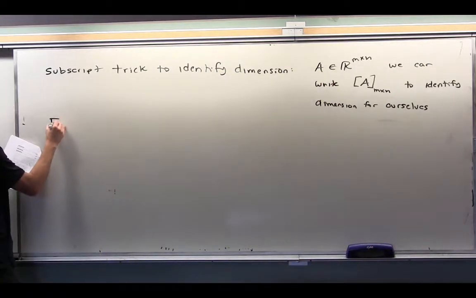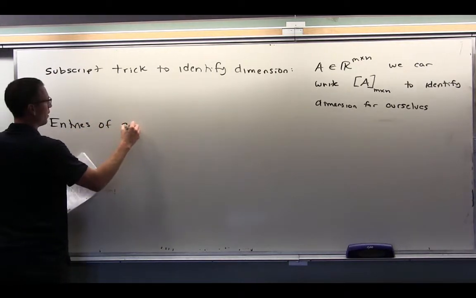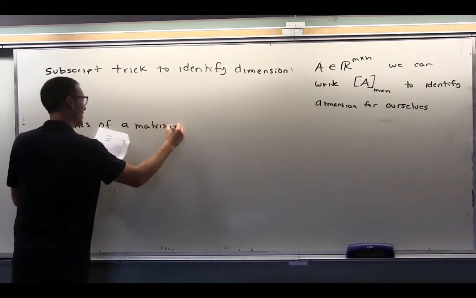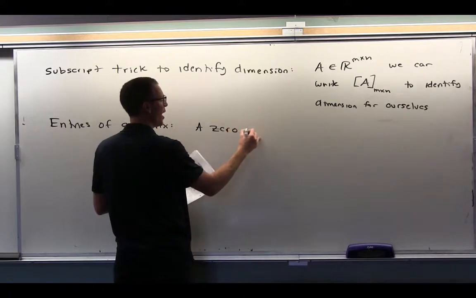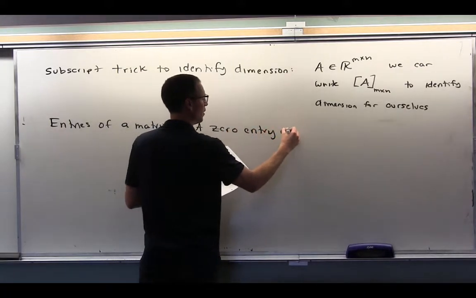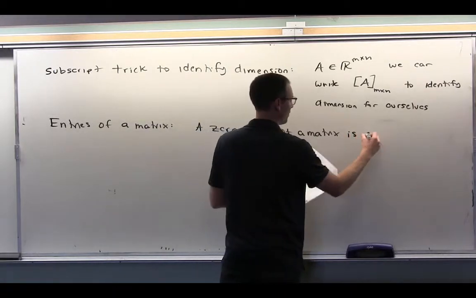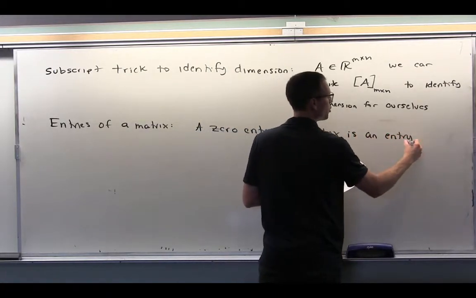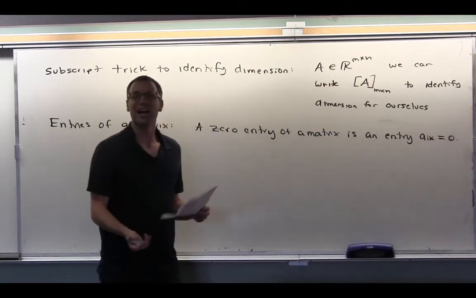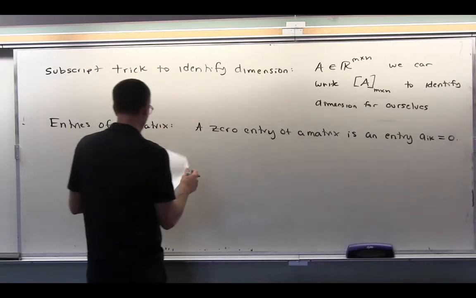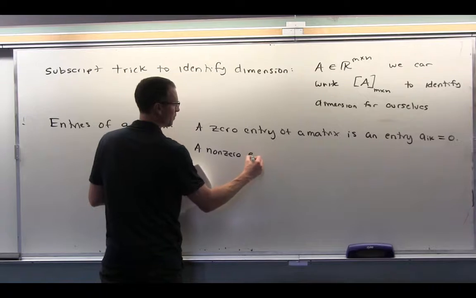Okay, so here we go. We're going to talk about the entries of a matrix, and we already talked about this a little bit. Okay, this one's kind of exciting, actually. Could you guess what we say a zero entry of a matrix is? Could you guess what's true about a zero entry? Yeah, it's an entry equal to 0. Could you guess a non-zero entry of a matrix?